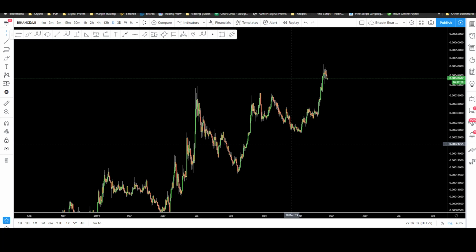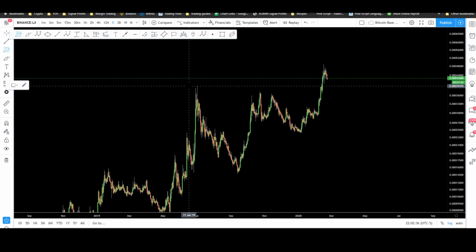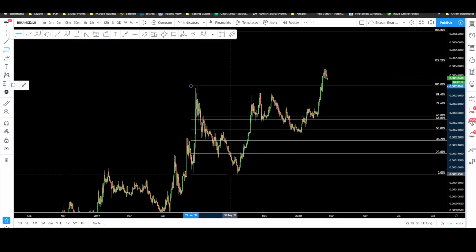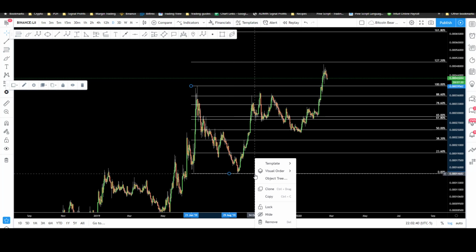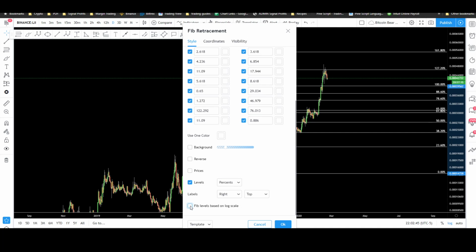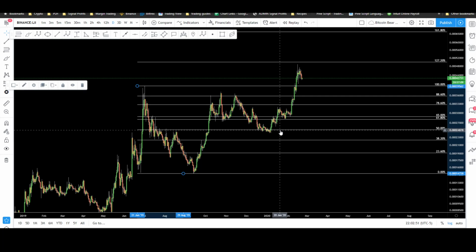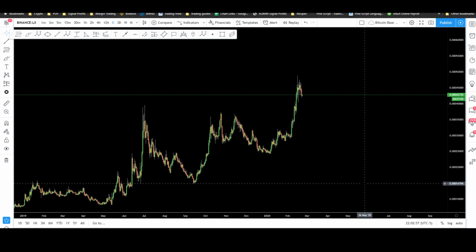I did the math on the logarithmic, and I just don't think that they're accurate if you use fibs based on log. So what you do is you go in, you click on settings, and then you click fib-based levels on log scale. But what we can see is that just a few things don't line up. I've been experimenting with them, but for me, if you use linear, it's going to be much, much better.